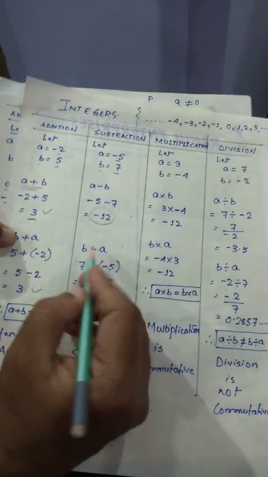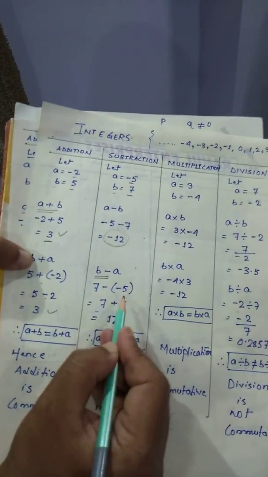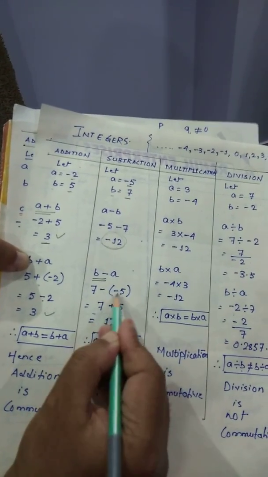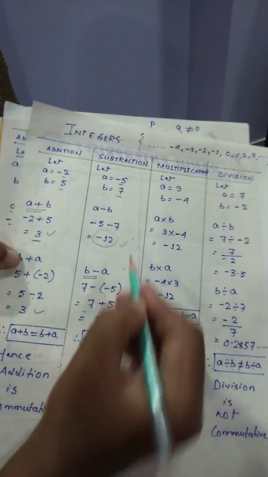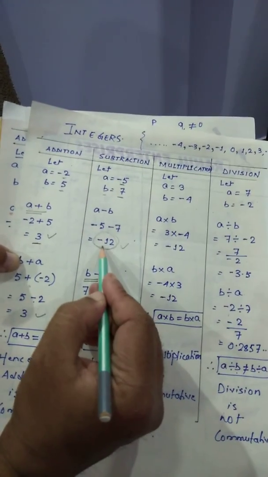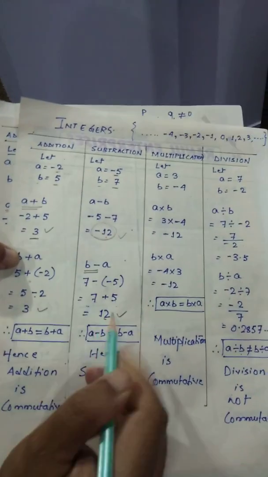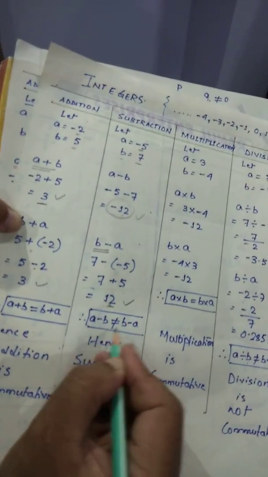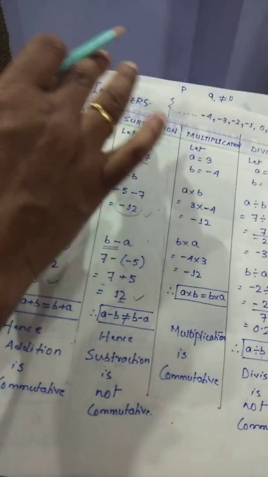Let's change the order, b minus a. B minus a means 7 minus, in brackets, minus 5, because a is already carrying a minus sign. So minus minus is plus. So 7 plus 5 is what? 12. So the answer is not matching, because in the previous case we got the answer as minus 12 and the second case we got the answer as 12. So we'll say a minus b is not equal to b minus a. Hence subtraction is not commutative for integers.